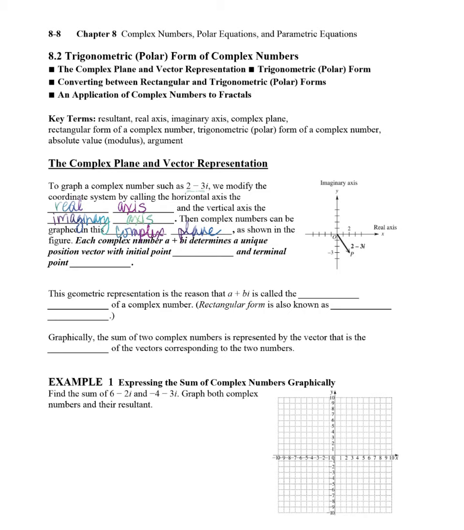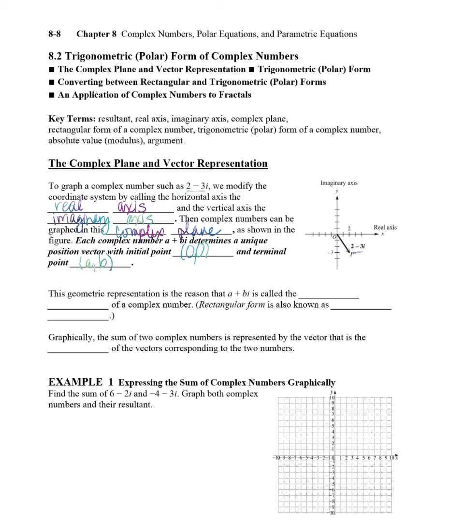Each complex number a plus bi determines a unique position vector with the initial point at 0, 0 and terminal point at a, b. The complex number 2 minus 3i can be described on a complex plane using a vector. You see how the initial point is at 0, 0, and then the terminal point is at 2, negative 3. See, a is 2 and b is negative 3.